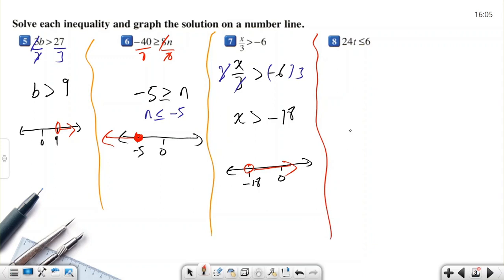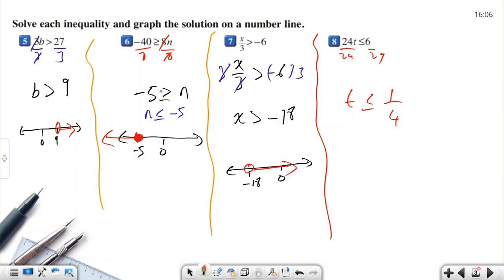So I'm not going to solve question 8. You can try the same idea. You need to divide by 24, by 24. This time the difference is t is less than or equal to 1 over 4. So not an integer. This time we get a fraction.